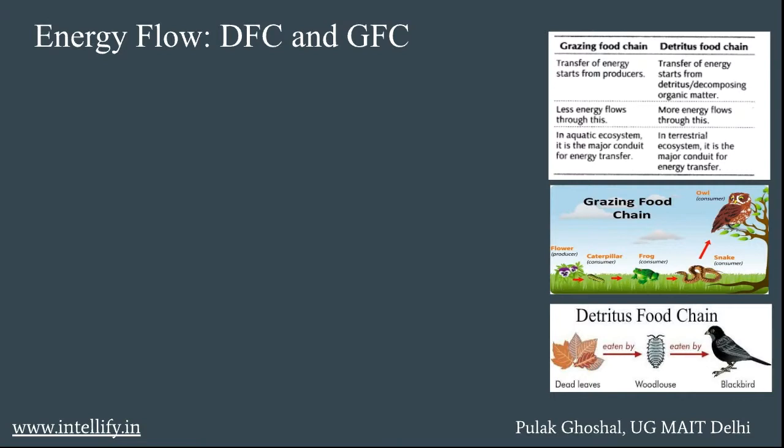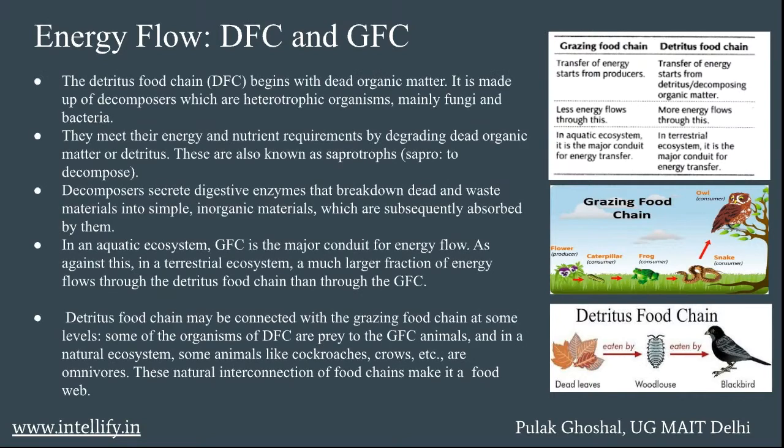In an aquatic ecosystem, the grazing food chain is the major conduit for energy transfer, and in a terrestrial ecosystem, the detritus food chain is the major conduit. Next are the decomposers and heterotrophs. The detritus food chain has mainly fungi, bacteria, etc., and several saprotrophs. They meet their energy requirement by degrading dead organic matter. These are also known as saprotrophs.